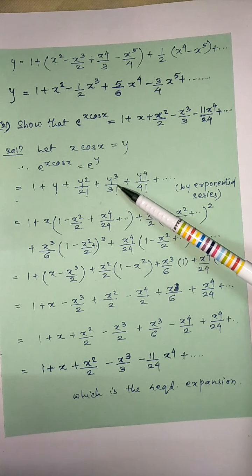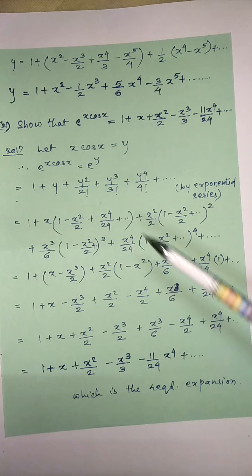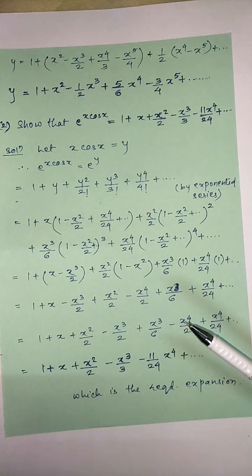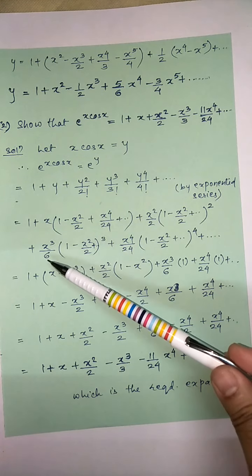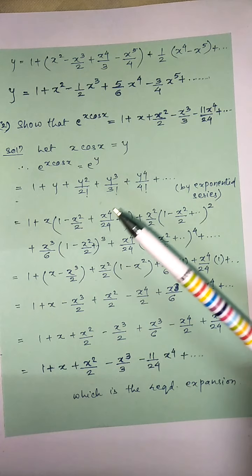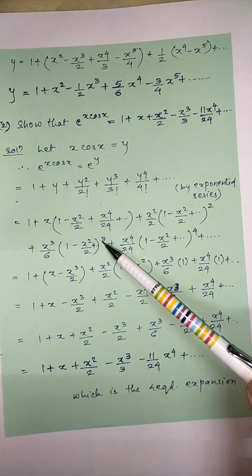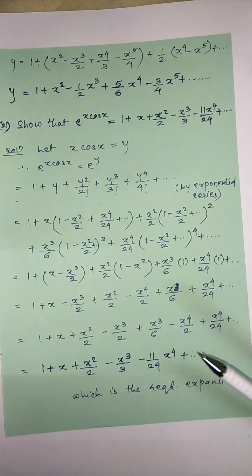Then the next term is y cube upon 3 factorial. So 3 factorial is 6. Y cube will be x cube cos cube x. So we have it as x cube upon 6, and for cos cube x, we will have the series for cos x raised to 3. We have (1 minus x square by 2 plus...).